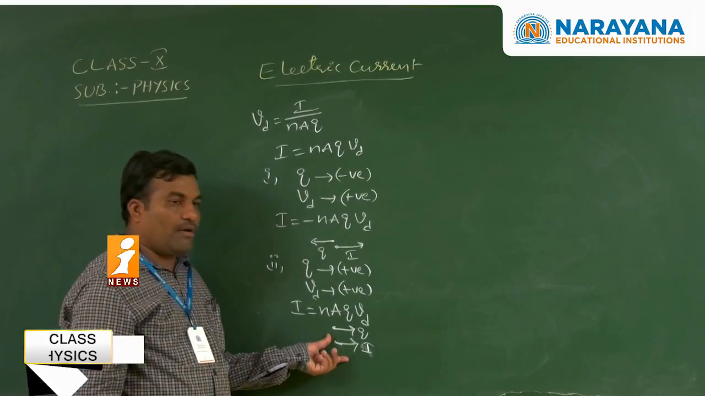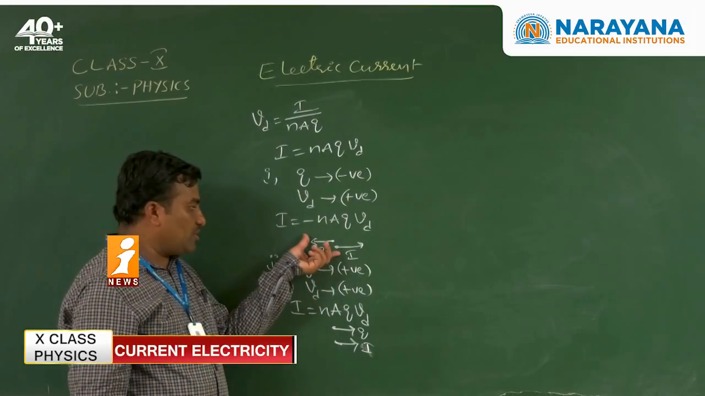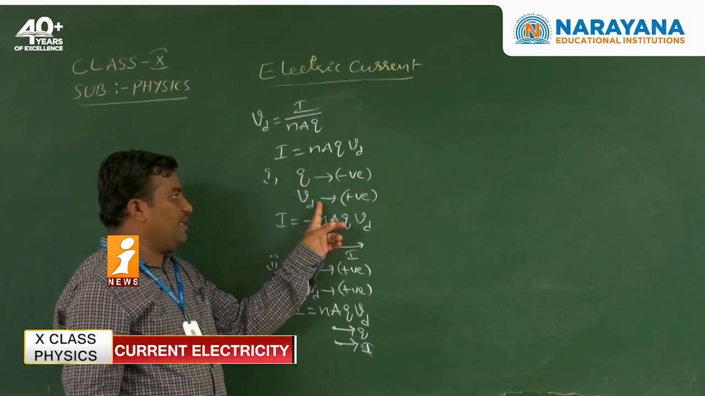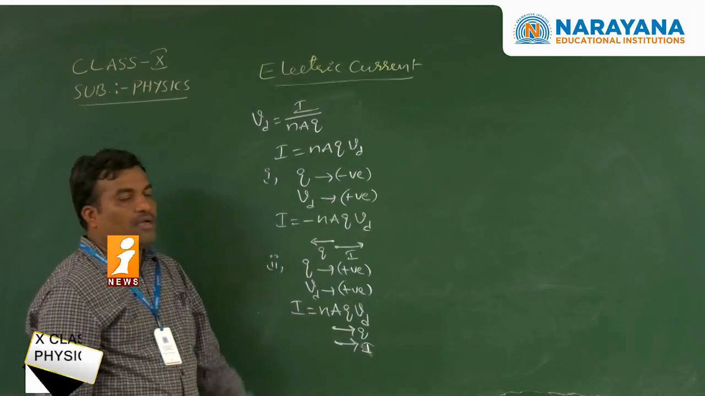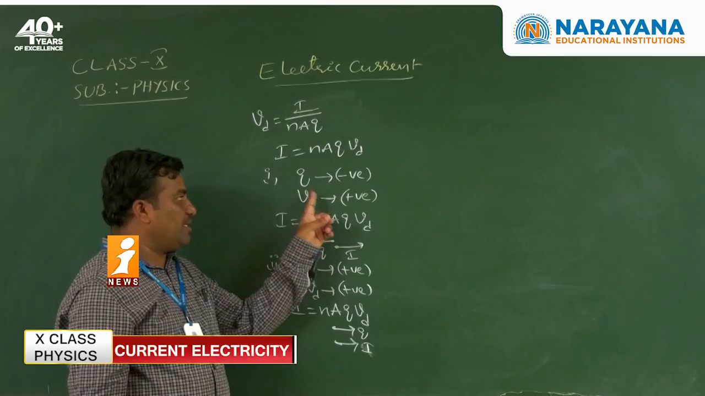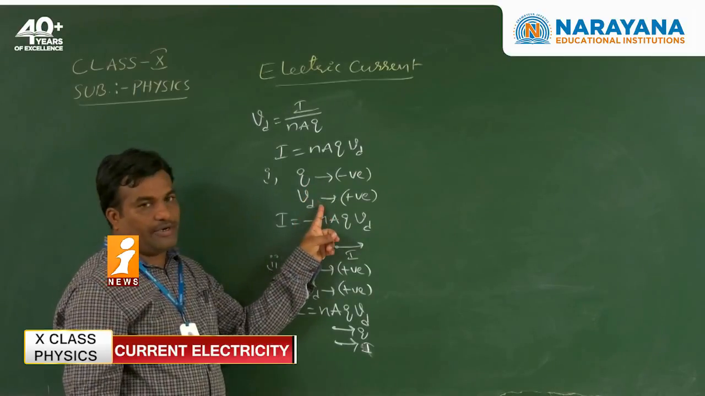Positive charge can give the positive current. Negative charge can give the negative current. So we observe that the charge or the drift speed can decide the direction. Electric current direction is decided by either charge or drift speed.